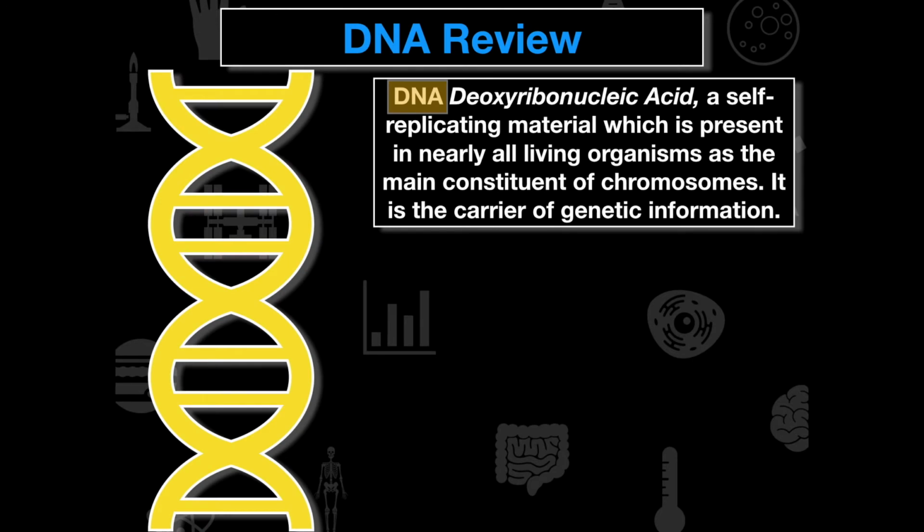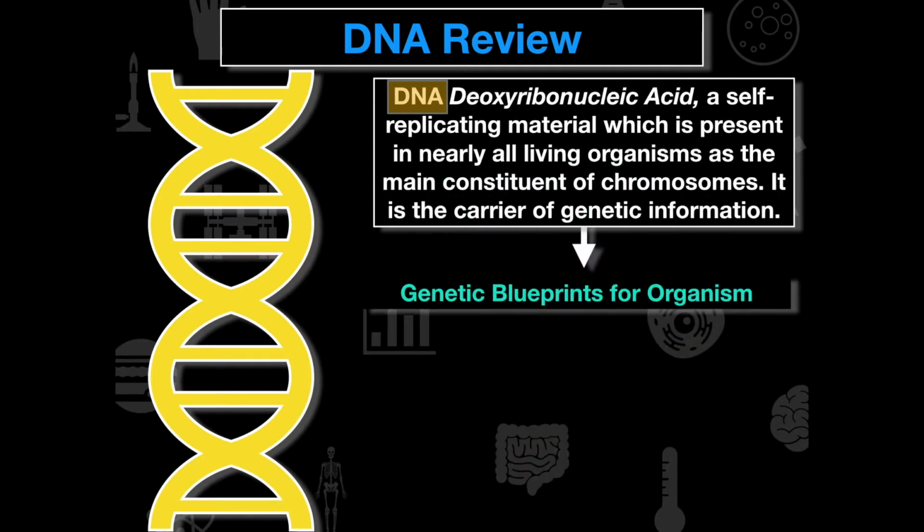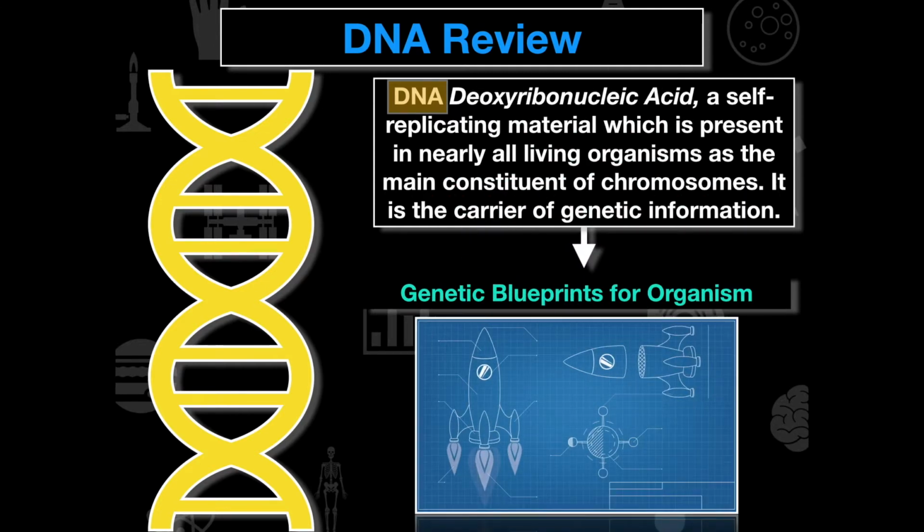DNA is deoxyribonucleic acid, and it's a self-replicating material which is present in nearly all living cells as the main constituent of chromosomes. And it's really our carrier of genetic information. So if we're thinking about what DNA is, well, it's the genetic blueprints for an organism. It gives the directions to enzymes to go through and assemble our proteins to allow for that organism to exist.